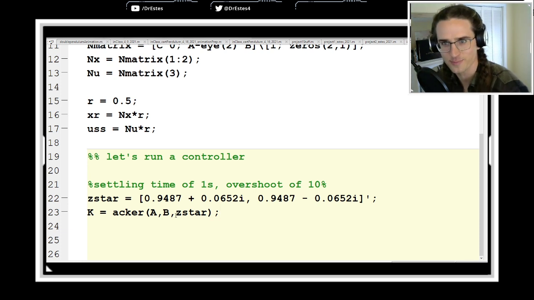We're the column vector game. It's okay if you like your row vectors.